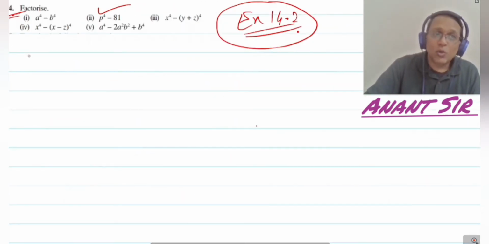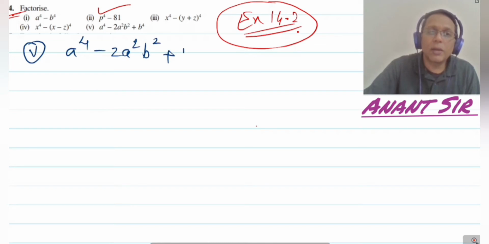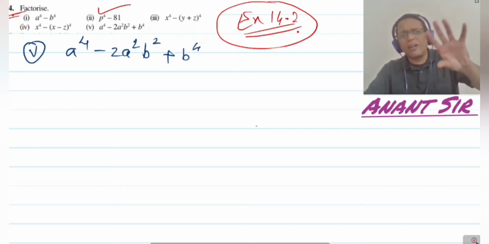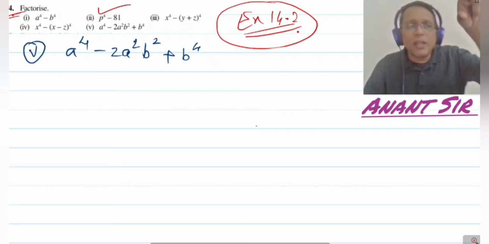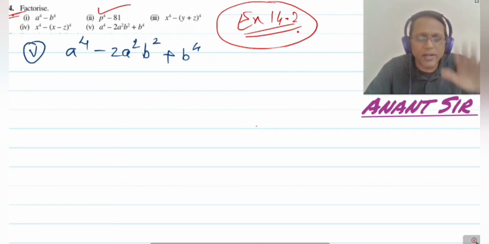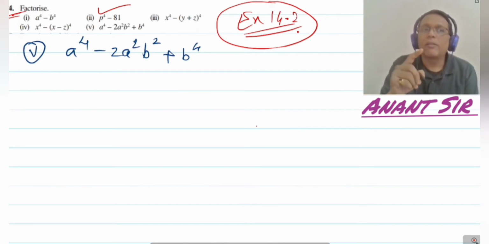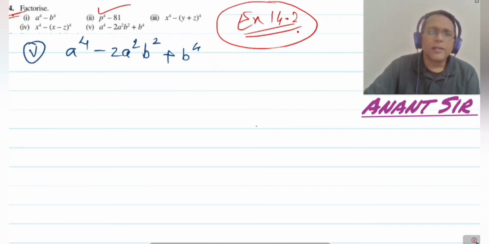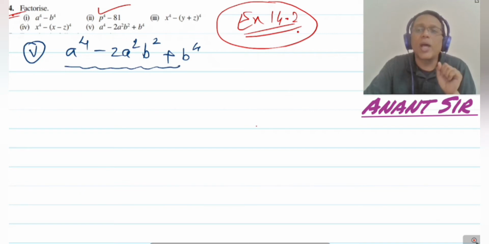Yes, friends. So now we move on to solve the last question. a raised to 4 minus 2a square b square plus b raised to 4. Actually, this is a different type of question. They have, by mistake, I think, put this question in question number 4. Okay, it's a different type of question. We have solved this type of question earlier in question 1, 14.2 first question. Okay, so how to solve this? It's a trinomial, right? Three terms are there. Three terms means trinomial.